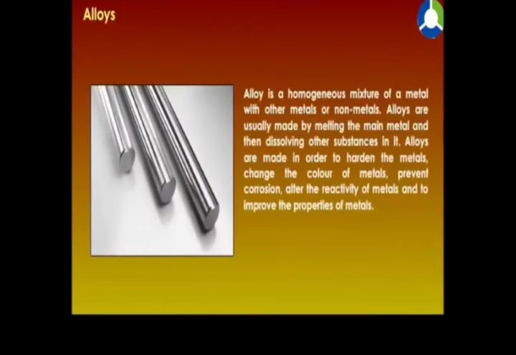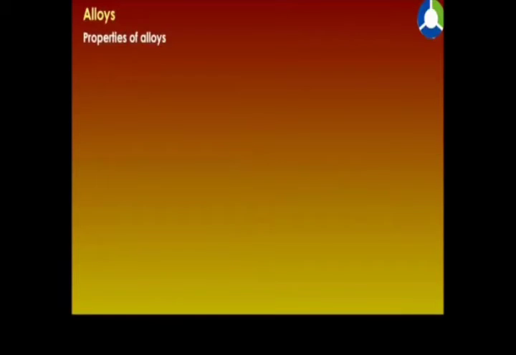So let's start with alloys. An alloy is a homogeneous mixture of a metal with other metals or non-metals. Alloys are usually made by melting the main metal and then dissolving other substances in it. Alloys are made in order to harden the metals, change the color of metals, prevent corrosion, alter the reactivity of metals, and to improve the properties of metals. For these many purposes we are alloying.